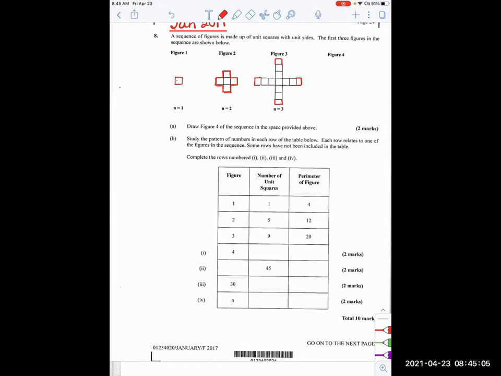When we count the number of blocks, we're supposed to have 1, 2, 3, 4, 5, 6, 7, 8, 9, 10, 11, 12, 13. Did you all draw that for figure 4? Yes, miss. Is there anybody in the class who had difficulty drawing figure 4?